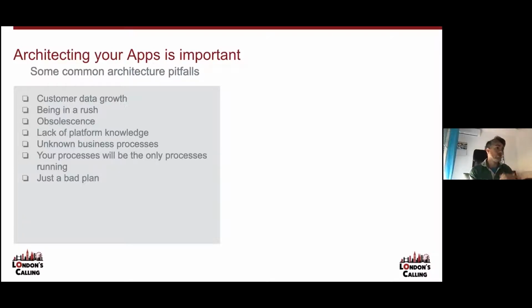Those can be, for example, an unexpected customer data growth. Maybe you were in a rush when you were creating the application. Your technology gets obsolete. You or your team had a lack of platform knowledge. Maybe you don't know all your customer business processes, or you tend to think that your processes will be the only ones running at a time in your customer environment, or maybe you just had a bad plan because you didn't spend the necessary time while architecting your application.